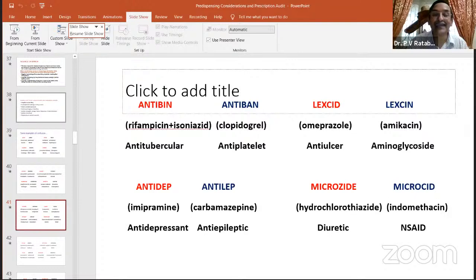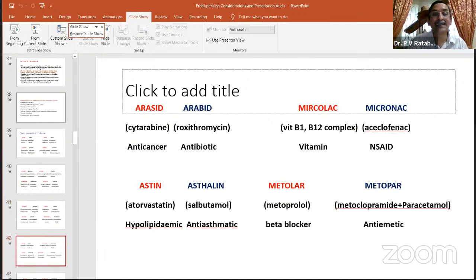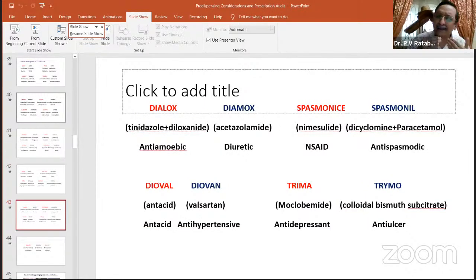very dangerous, Antibin and Antiban, Lexin, very, very similar. One is anti-ulcer, can be given for 4 to 6 weeks. Second is aminoglycoside, maybe for a few days. Anti-DEP, anti-LEP, imipramine, carbamazepine, Microcid, Aracid, Arabid, Milcolec, Micronec, Estin, Estalin, Mitolar, Mitopar. So there are hundreds of such names which can be very similar looking and similar sounding. There is no end to this.